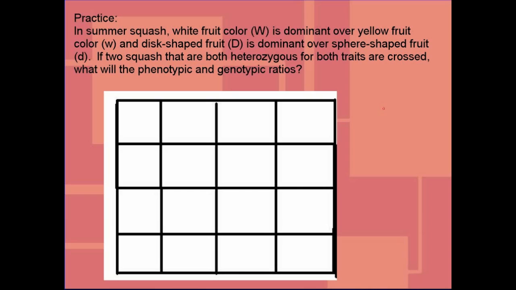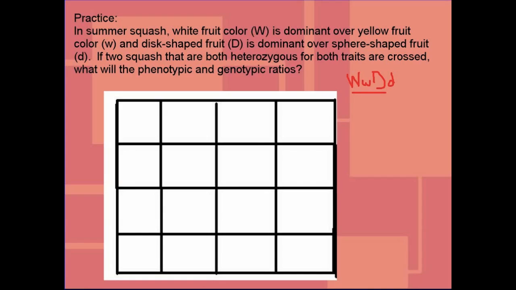This practice problem we will do together. In summer squash, white fruit color, capital W, is dominant over yellow fruit color, lowercase w, and disc-shaped fruit, capital D, is dominant over sphere-shaped fruit, lowercase d. If 2 squash that are both heterozygous for both traits are crossed, what will the phenotypic and genotypic ratios be? So the first thing we need to do is identify the parents. And in this case, it tells us that both are heterozygous. So big W, little w, big D, little d, is crossed with the same parent.